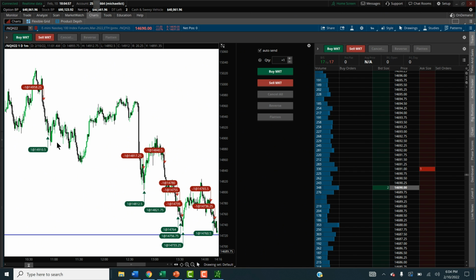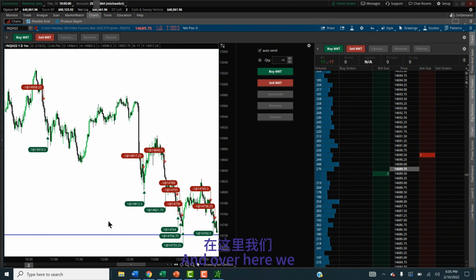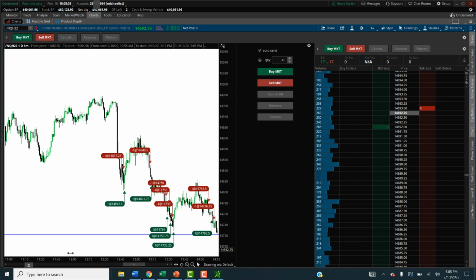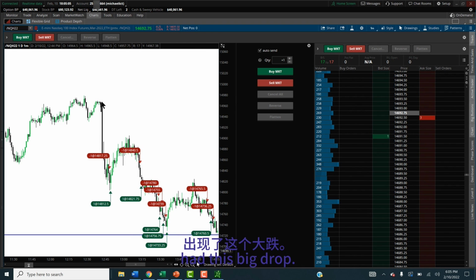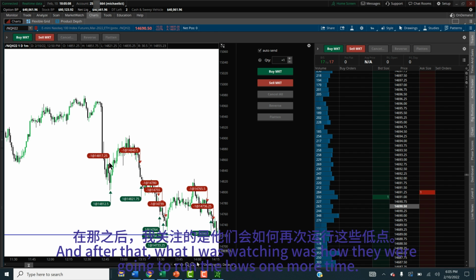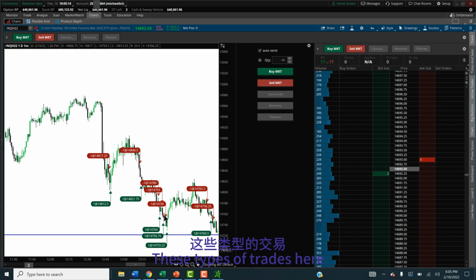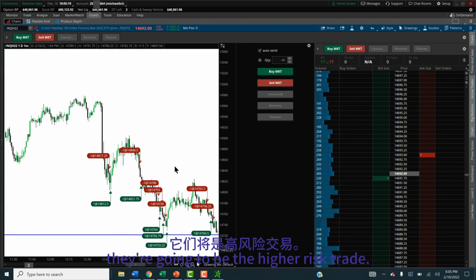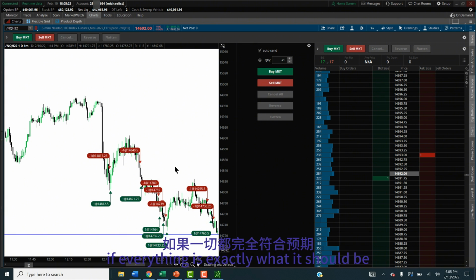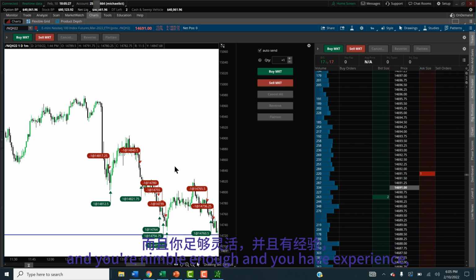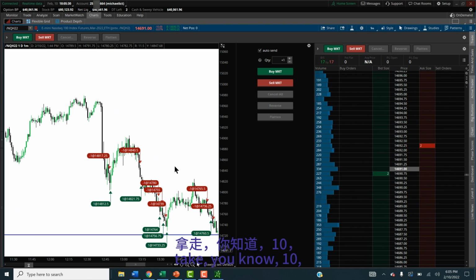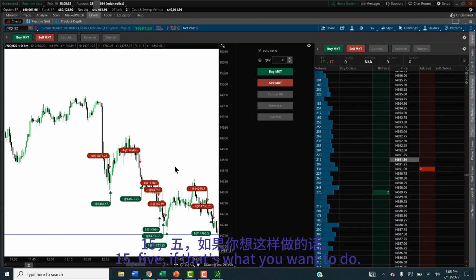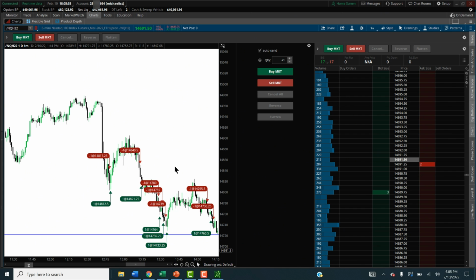And then I'll let this go. And then over here, we had this big drop. And after that, what I was watching was how they were going to run the lows one more time. These types of trades here and here, when we're near old lows, as I'll teach it tomorrow, they are going to be the higher risk trade. But if everything is exactly what it should be, and you're nimble enough and you have experience, you can nickel and dime it and take 10, 15, 5, if that's what you want to do, handles out.